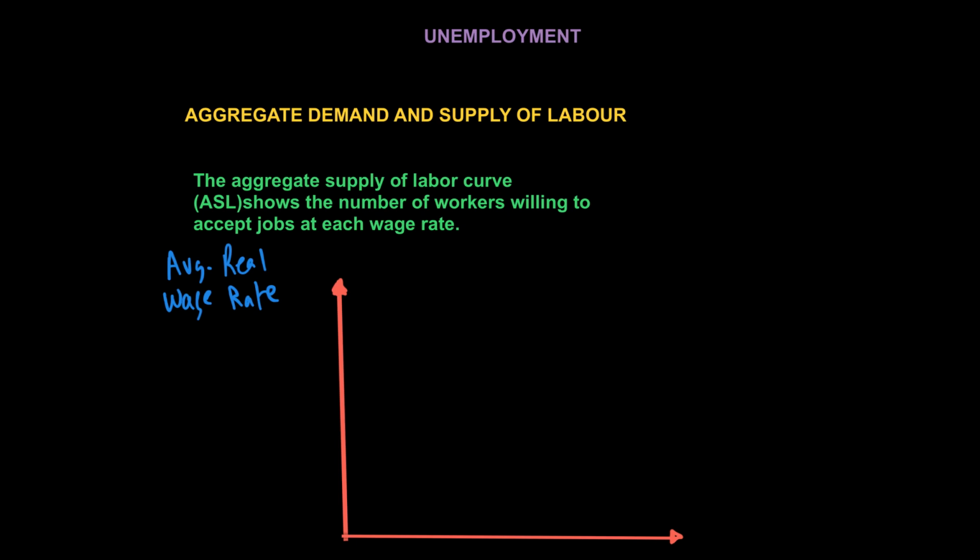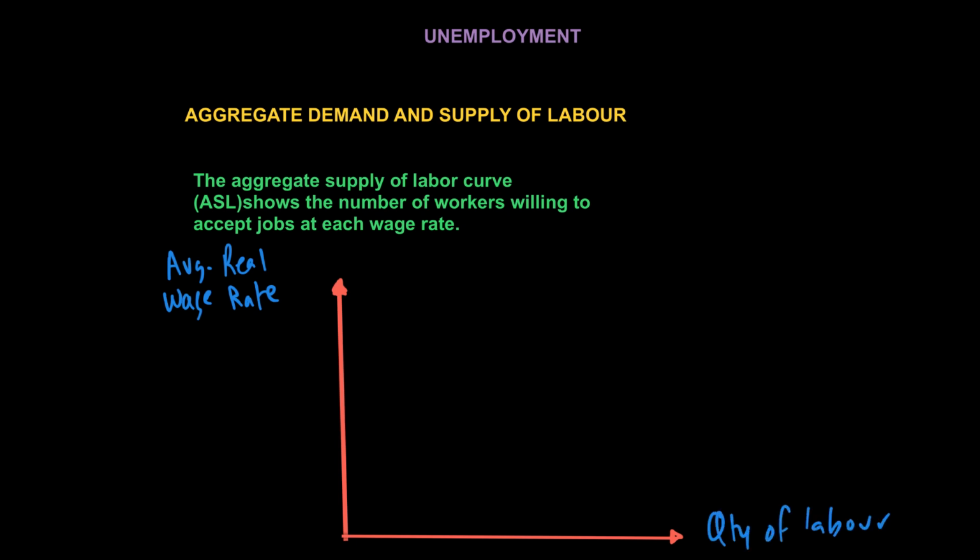Number two, why is it real? Because it accounts for all the inflation that happens. It's not the nominal wage rate, but the actual wage rate, which makes people decide to accept jobs. On the other hand, on my x-axis, I have quantity of labor.